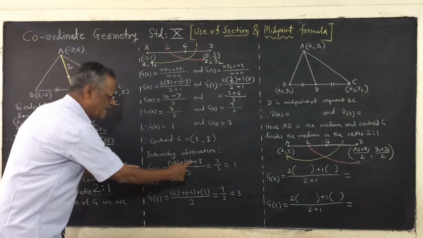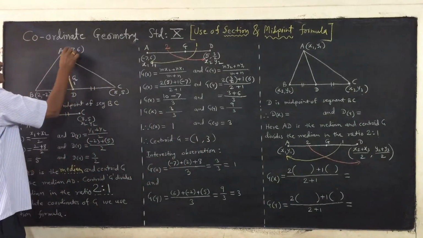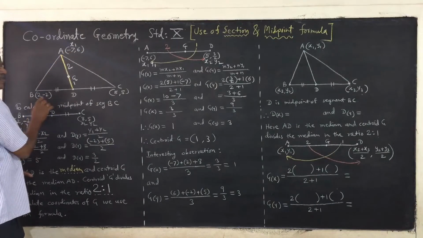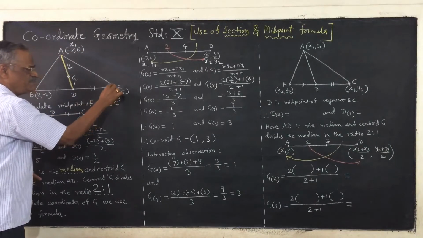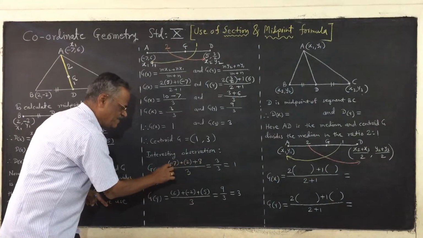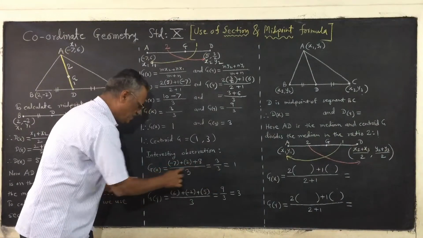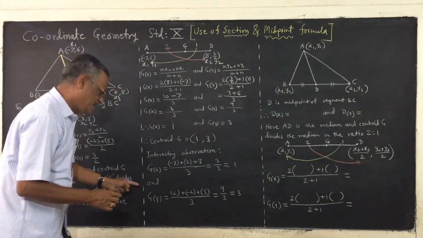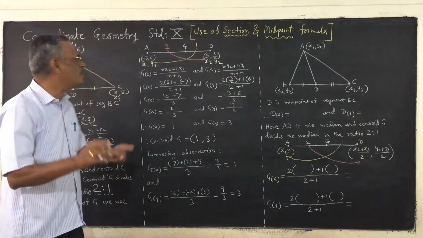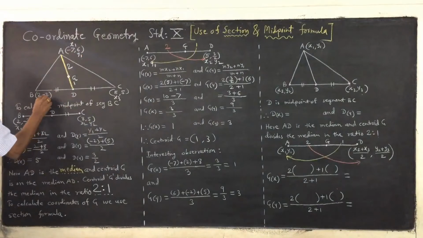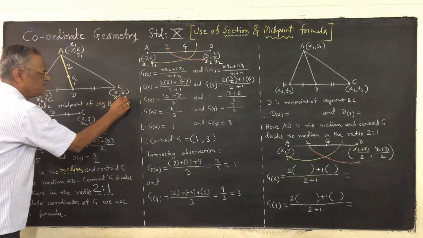But if you add, this is your x1 plus x2, this is your x3. So what is that? 2 plus 8 is 10, minus 7 is 3, upon 3. We are getting directly the x coordinate of Z. And similarly, if you observe the y coordinates, what are the y coordinates? This is y1, this is y2, and this is y3.